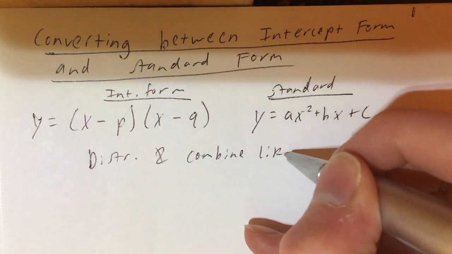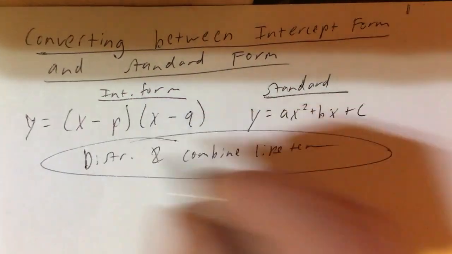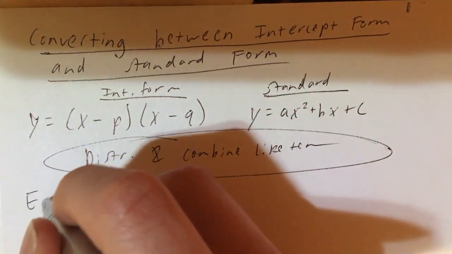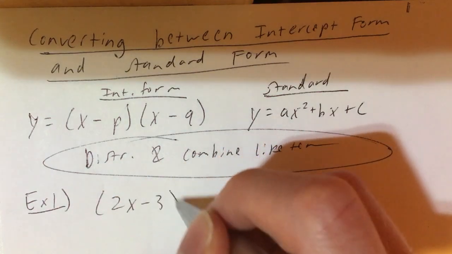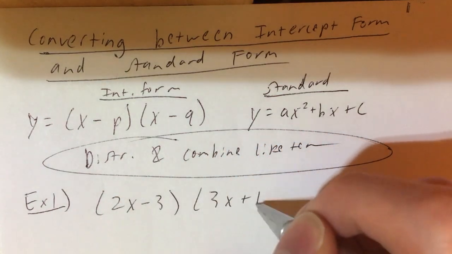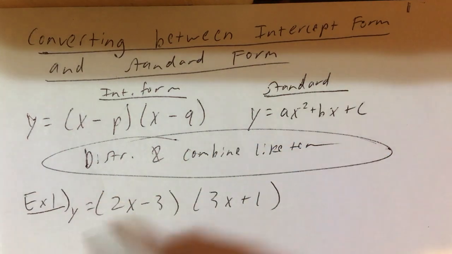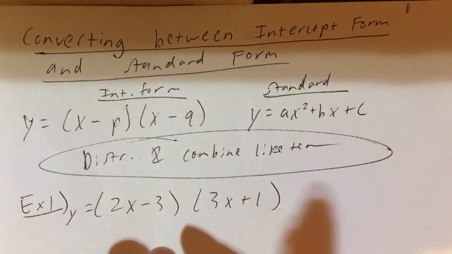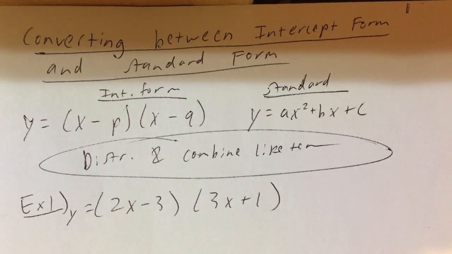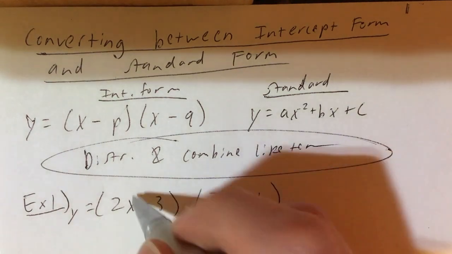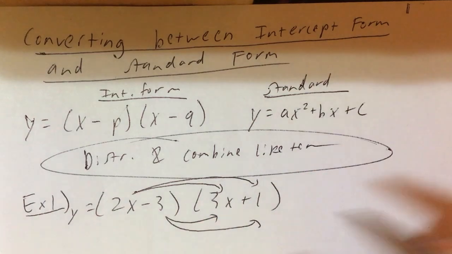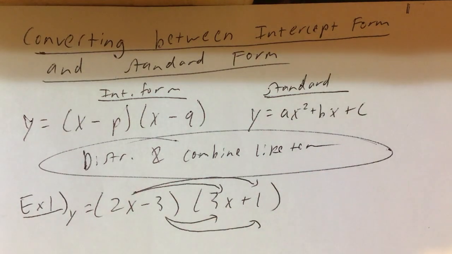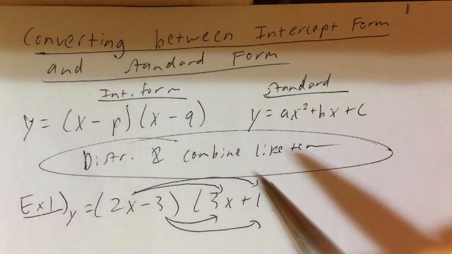Let's do an example. I don't know, let me come up with something. Let's say you have your factors and they are 2x minus 3, 3x plus 1. y equals all that, right? And they told you, let's convert this to standard form. Well, to convert it to standard form, all we really got to do is distribute, just like we always do. And that's all we really have to do for this entire form. Now I'm going to get into some more detail and some ones that may be a bit more tricky, but this is really all we have to do for this. Like I said, distribute and combine like terms.